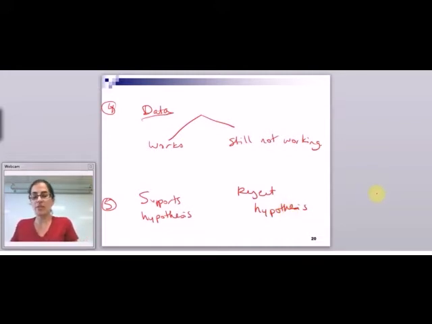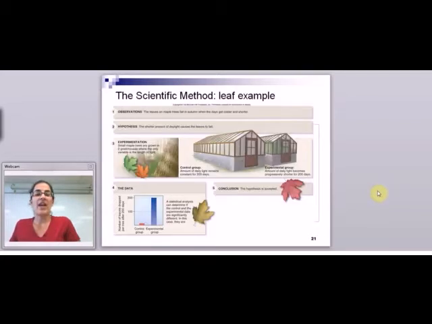So that's a really simple example. Now we'll look at a more complex example that comes from your textbook, and this is one that's actually an observation from the natural world. So the observation here is that the leaves on maple trees fall in autumn when the days get colder and shorter. And so there's two things going on there. They're getting colder and shorter in the autumn. And so, now we want to explain this natural phenomenon.